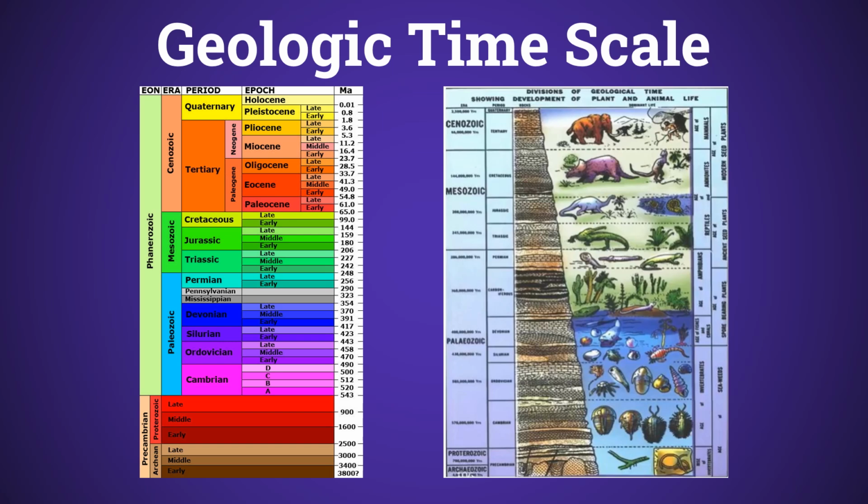The geologic timescale is a model of the history of life on Earth based on geology and the fossil record. The timescale divides Earth's history into chunks of time based on organisms living during each period. The largest periods of time are called eons. There are two, the Precambrian and Phanerozoic eons.